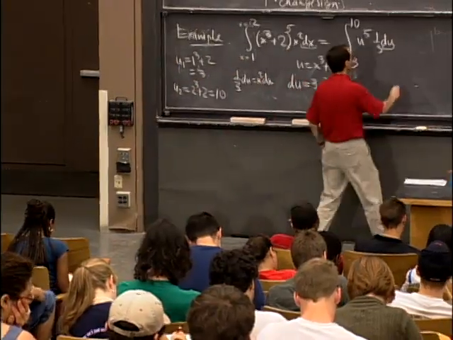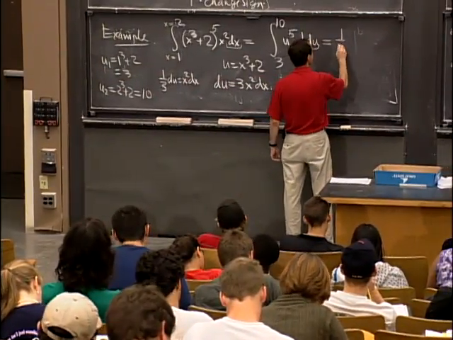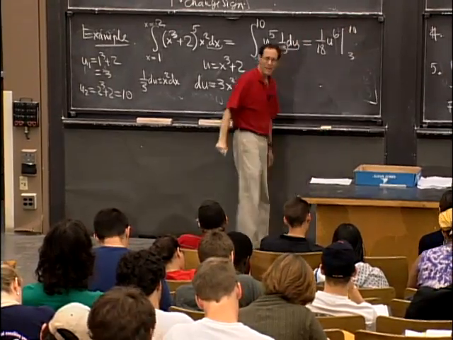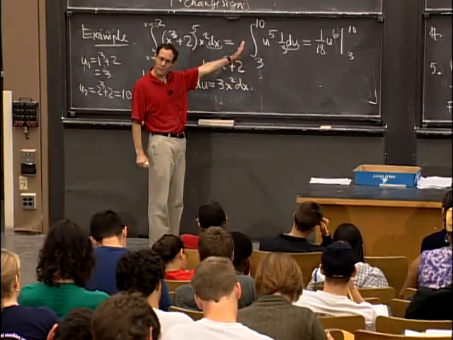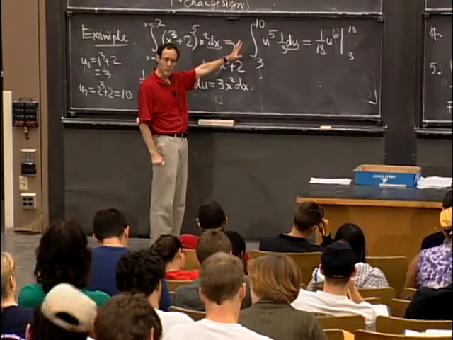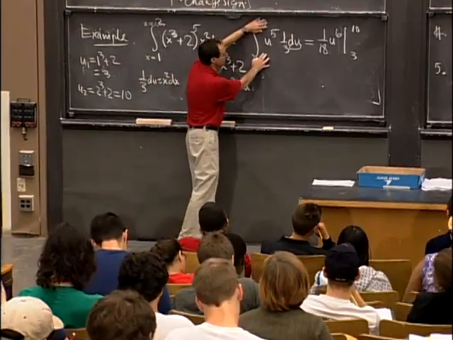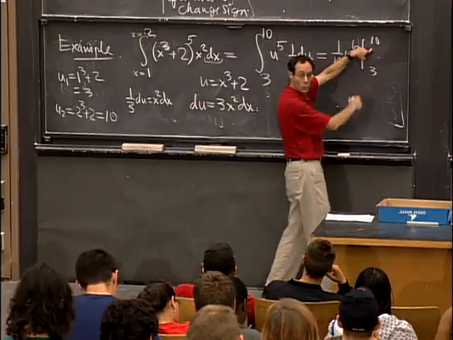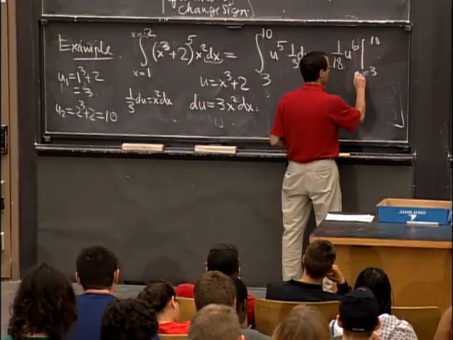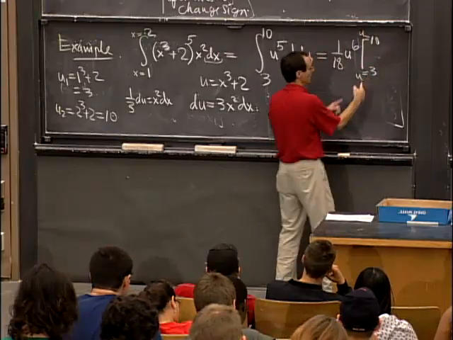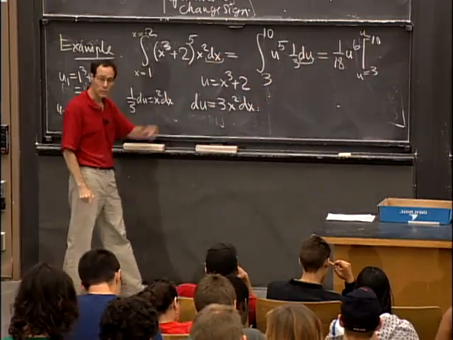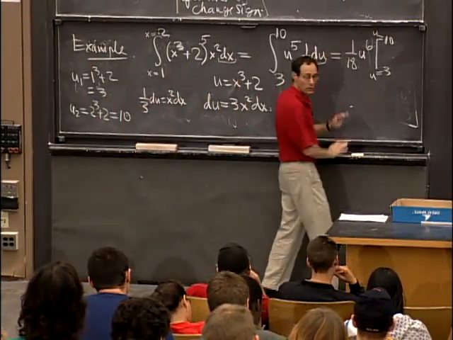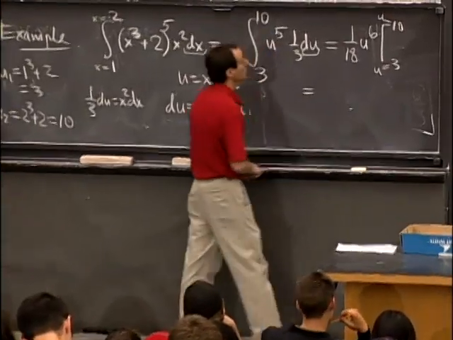And now I can finish the problem. This is 1/18 u to the 6th power from 3 to 10. And this is where the most common mistake occurs in substitutions of this type, which is that if you ignore this and you plug in these 1 and 2 here, you think, oh, I should just be putting it at 1 and 2. But actually, it should be the u value that we're interested in. And the lower limit is u equals 3, and u equals 10 is the upper limit. All right, so those are suppressed here, but those are the ones that we want.